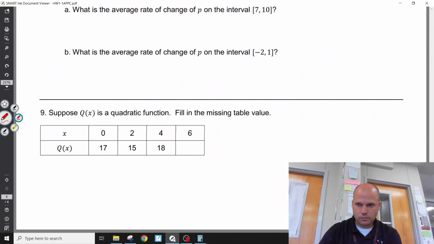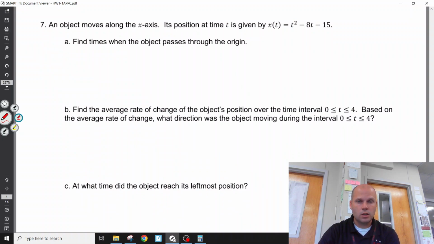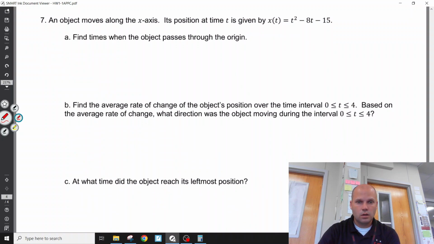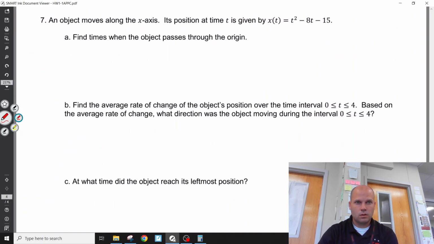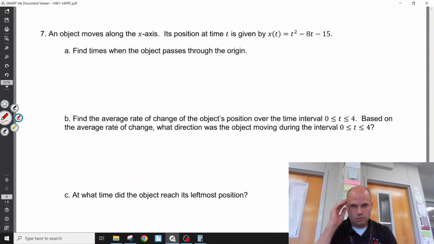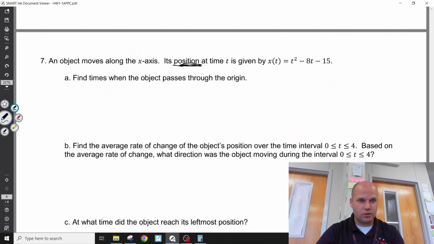Fun. Last page. Okay. This is different. Here's the position graph, and we're moving along the x-axis. I didn't know if we want to do this motion. I don't think I would stress out about this for your quiz, but it's cool.